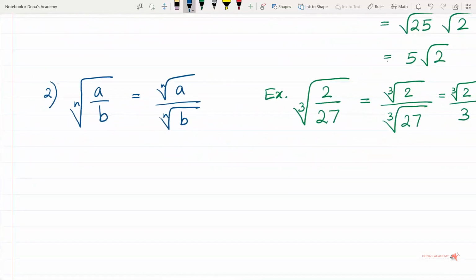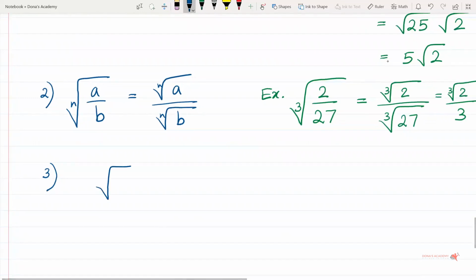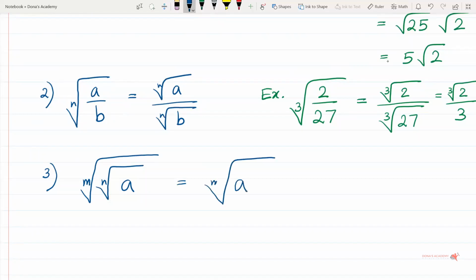My last law. Now if you have an nth root radical, and then we take the mth root of that number, then this is the same as the m times nth root of a, right? We can multiply the indexes and take it as a single index.